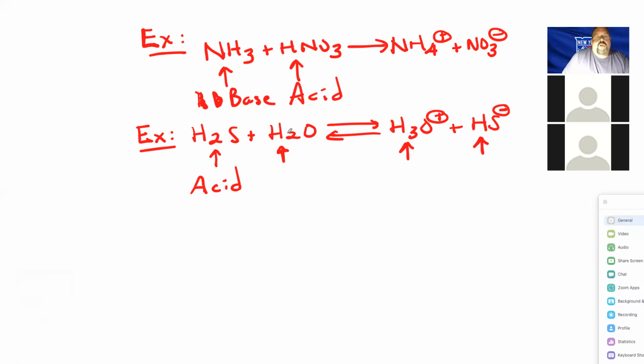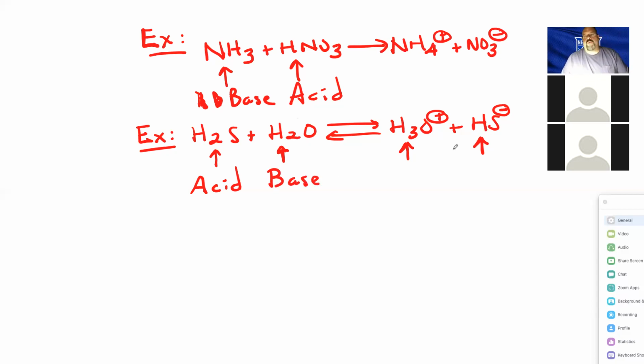Okay. For the water, which one of the two products does the water have to become? Well, based on the idea of conjugates, the water has to become H3O plus. How does it become H3O plus? By donating a proton to the H2S or accepting a proton from the H2S? It accepts. And therefore, it would be classified as a base.